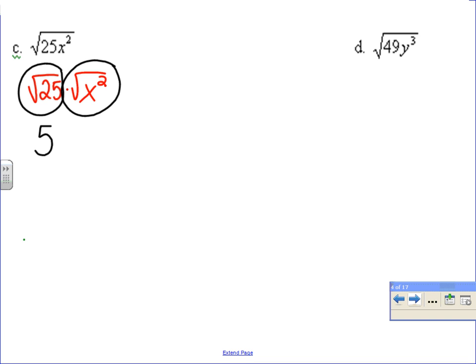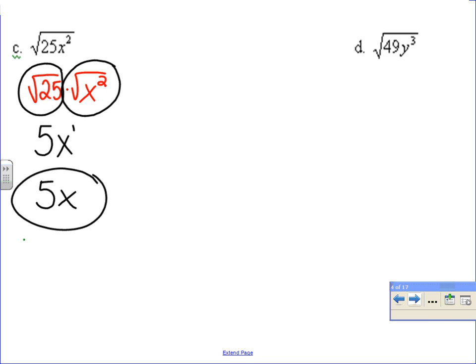To take the square root of it, all you do is divide the exponent by 2. 2 divided by 2 is 1. So x to the first power is the square root of x squared. The reason is x times x is x squared. You can also just write it as 5x. So the square root of 25x squared is 5x. And if you check your answer, 5x times 5x is 25x squared. So again, any even numbered exponent, to take the square root of it, divide it by 2.